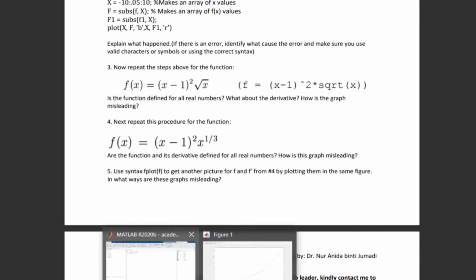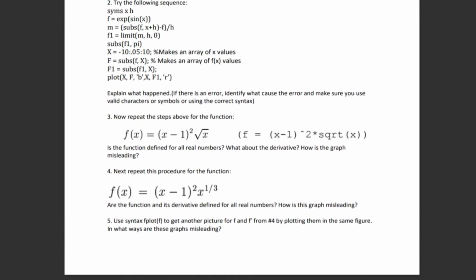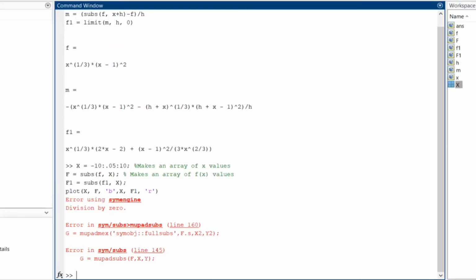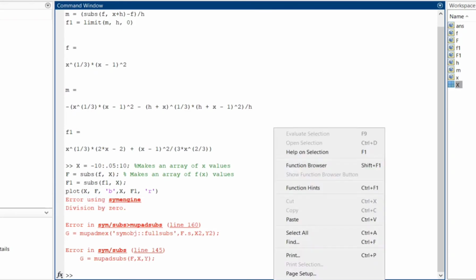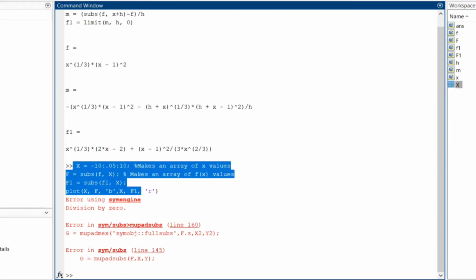We put this function to the command, we run it, and we get this derivative. And to get the graph, we substitute the value of x from the equation. Run it. Yeah, see, error, division by 0. That means this function is not defined because the value of x is less than 0.